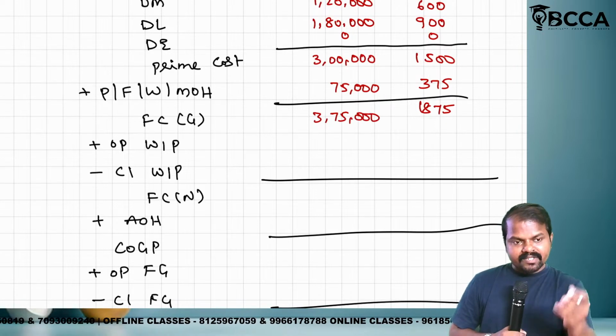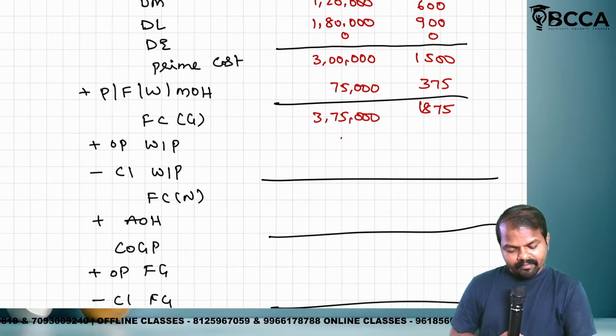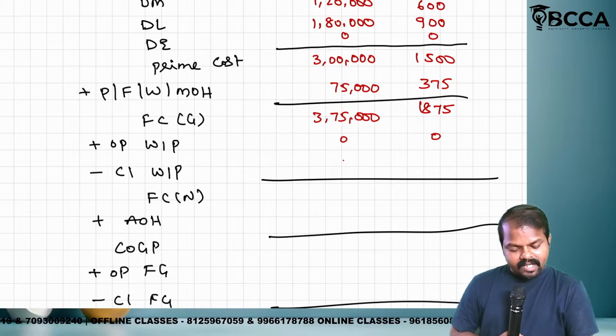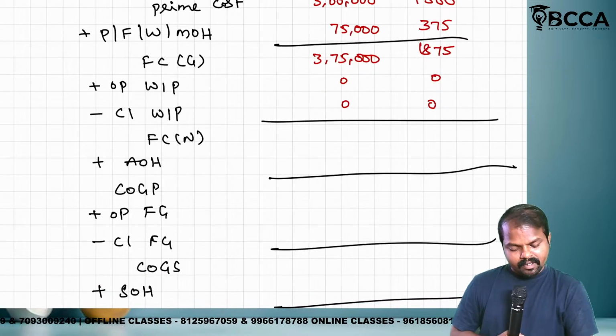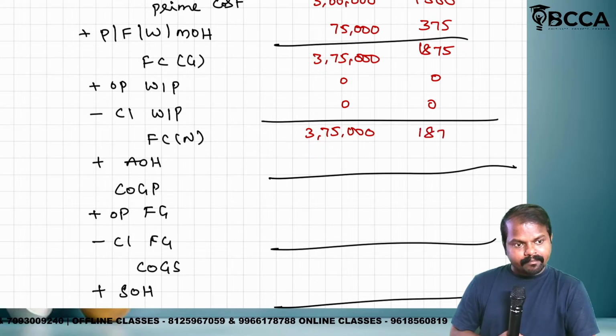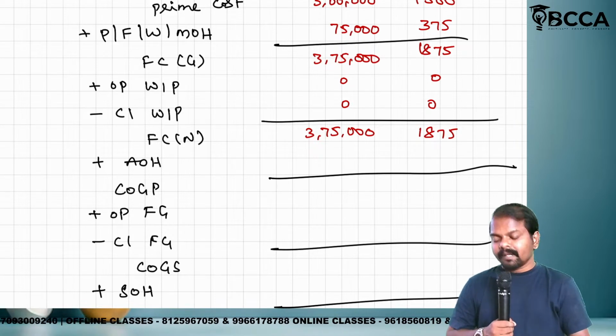3,75,000. Please check. Is opening WIP there? Not given. Is closing WIP there? Not given. Then the result will be the same. Gross to net result is the same. Why? Opening WIP and closing WIP are 0.